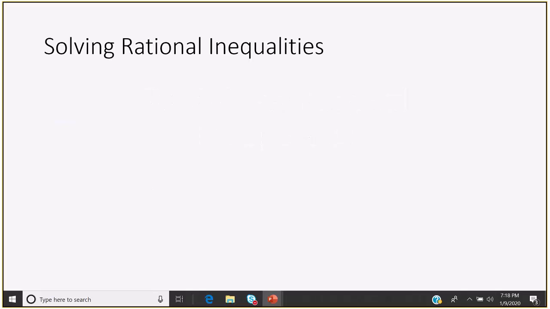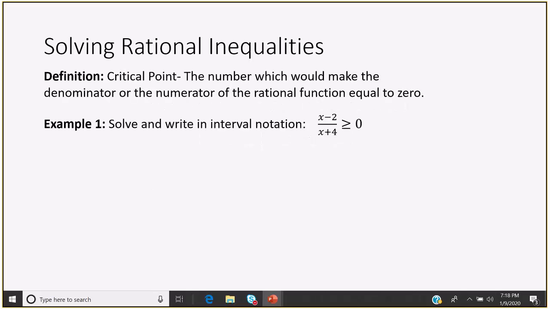Okay, this section is fairly short, which is good. In fact, we're only going to go over one process. The only issue is that process is kind of fairly involved. And so if we're solving rational inequalities, what we're going to want to do is have 0 on one side of the equation. So if that hasn't happened in an equation yet, we need to move everything to one side.